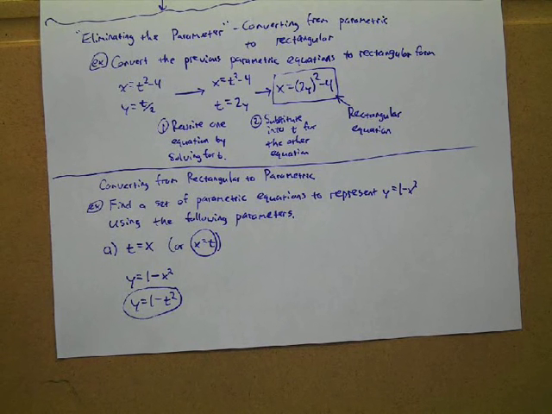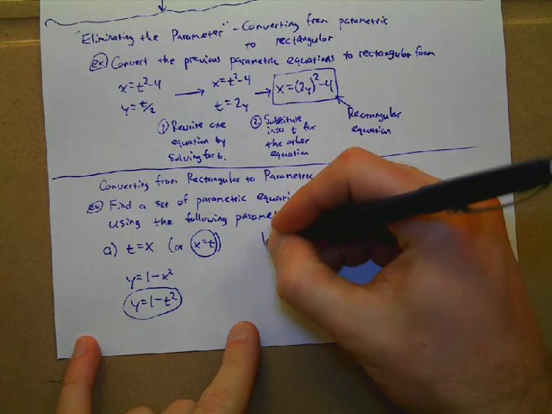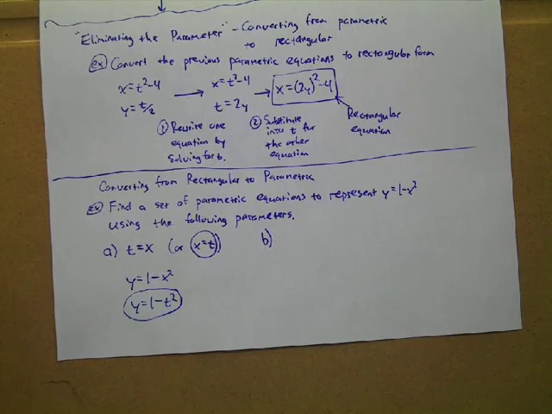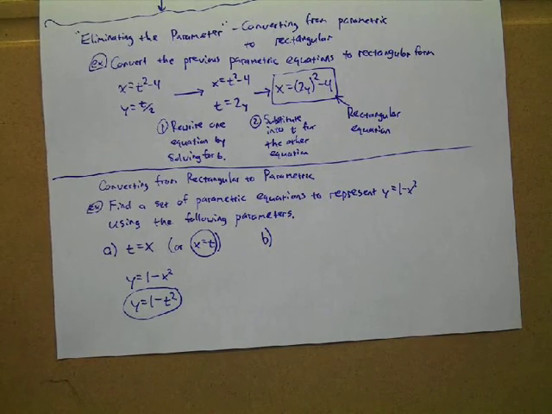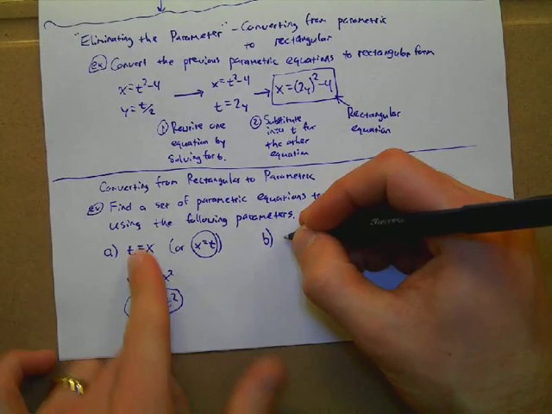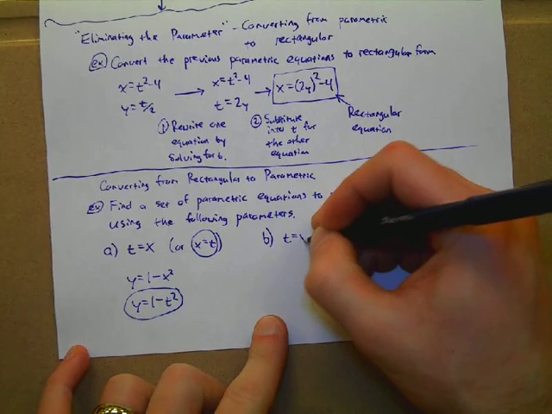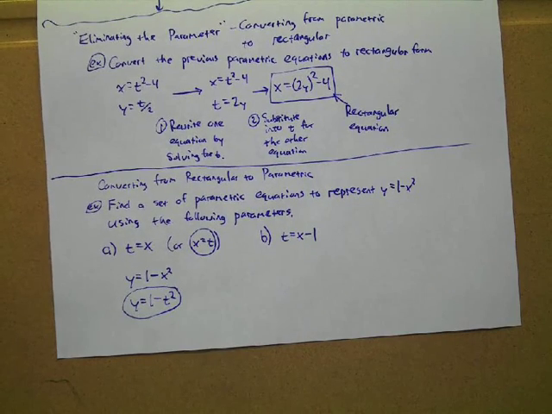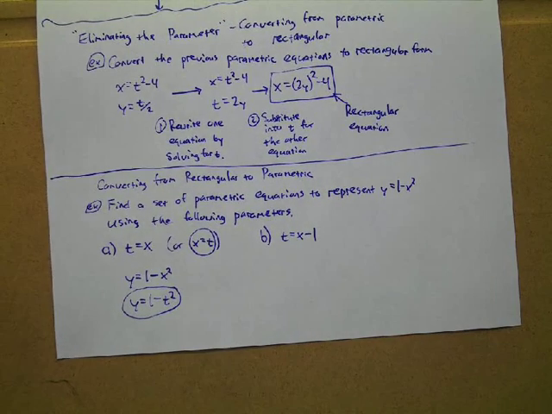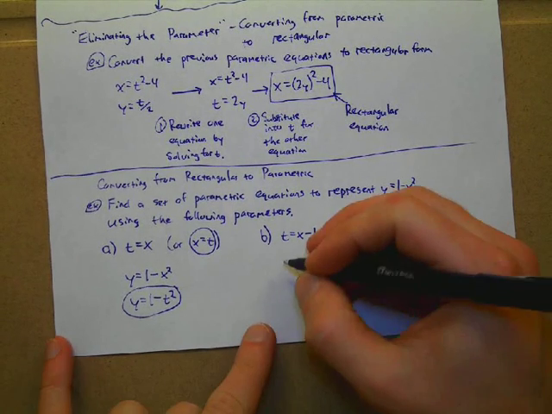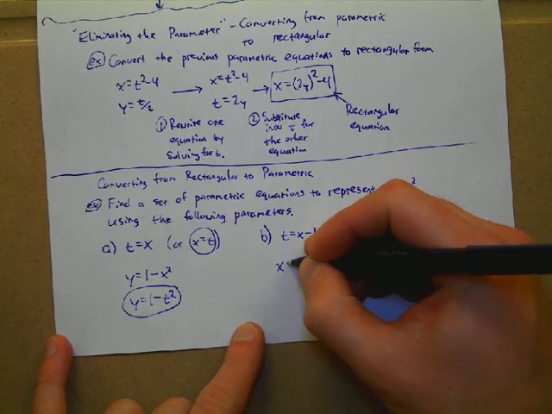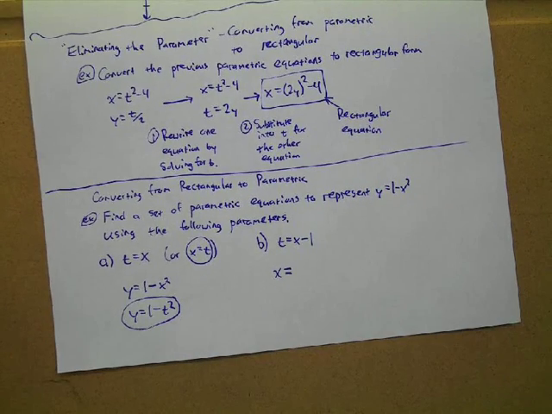Well, if t is equal to x minus 1, that means our x parametric equation will be what? x equals what? If t is equal to x minus 1, then x has to be equal to what? t plus 1. Yeah, you add 1 to both sides. Exactly right. You just solve for x there. So there's our first parametric equation: x equals t plus 1. Very good.